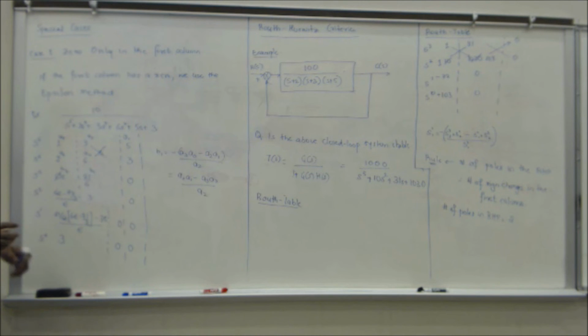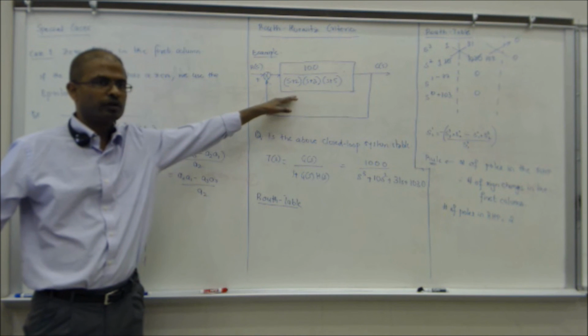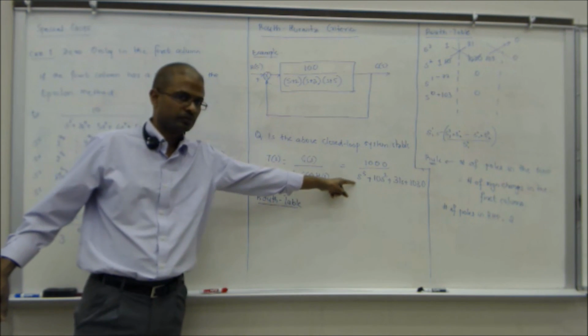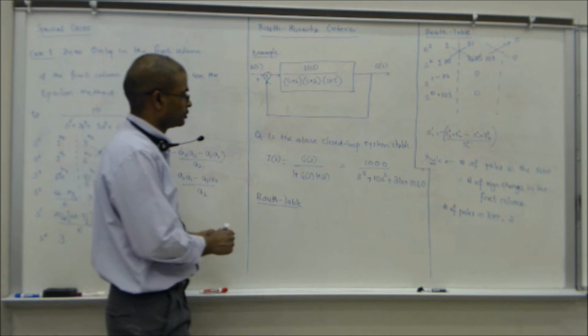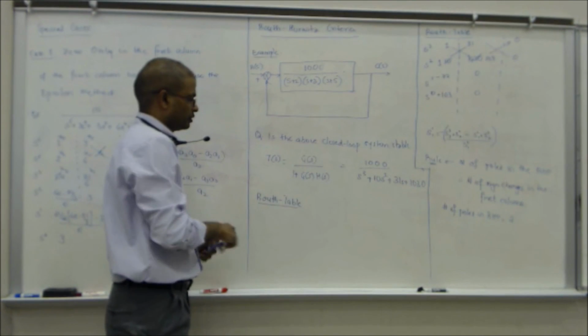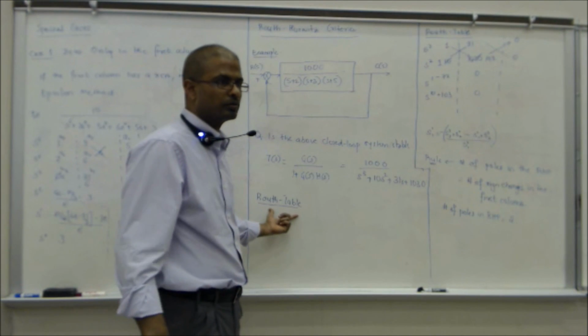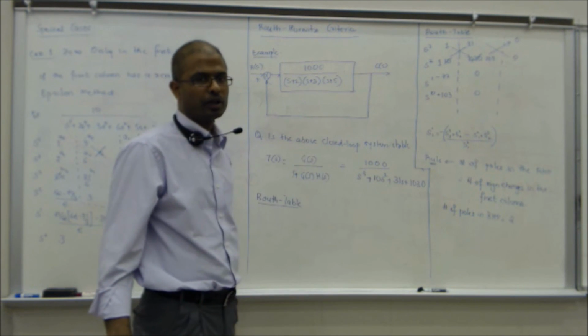All right. This is a very simple, very straightforward method. It's just a matter of following a process. All you need to do is, if you're given something like this, you need to first figure out how to get to this. Okay? Once you figure out how to get to that, then you do a Routh table.